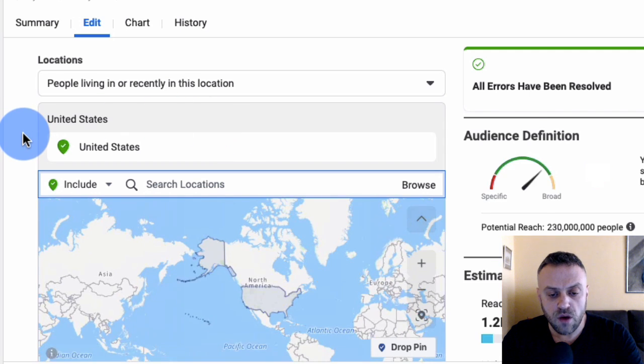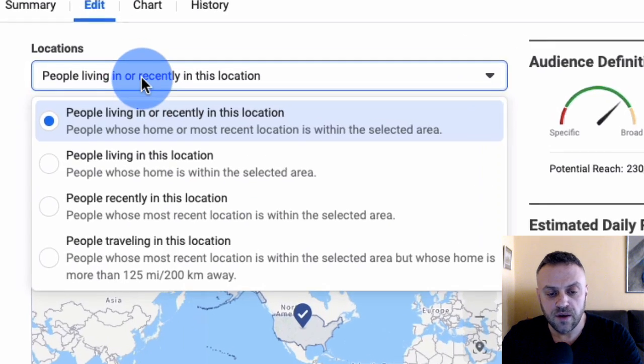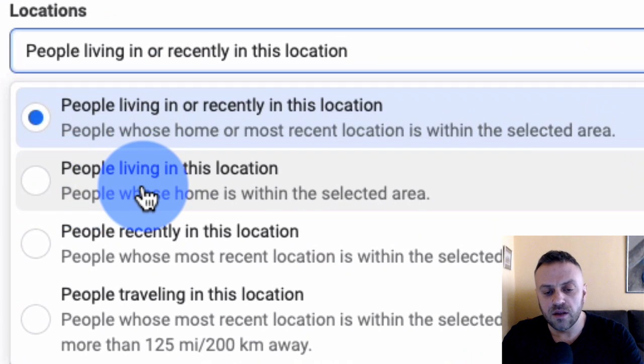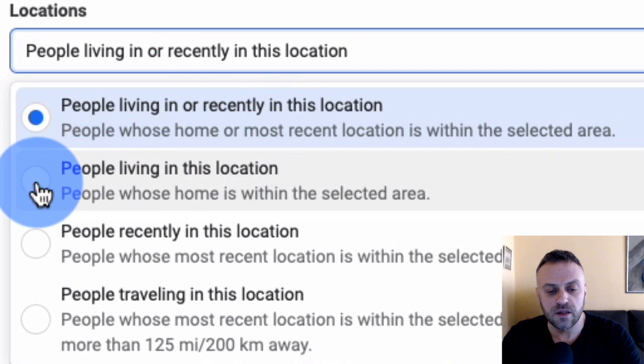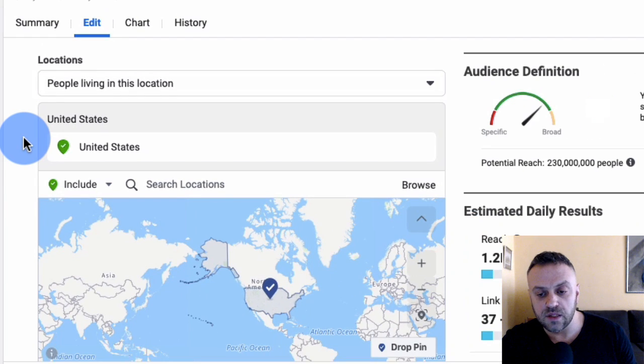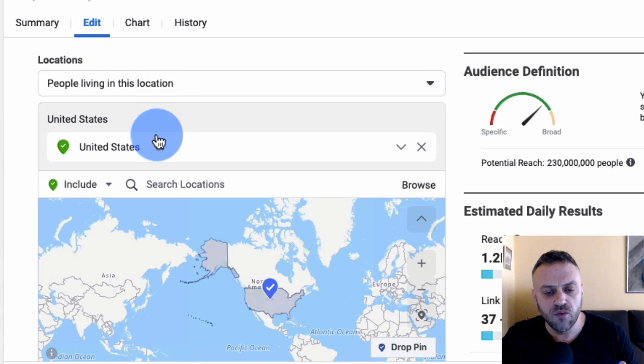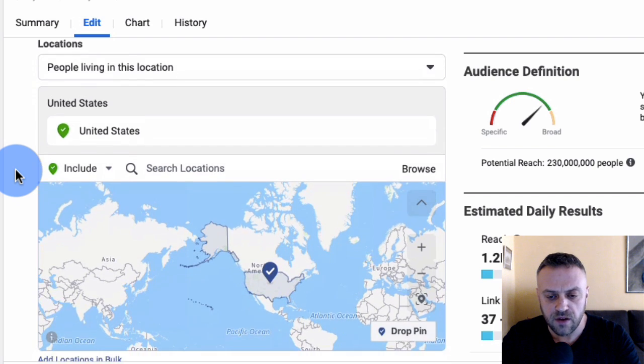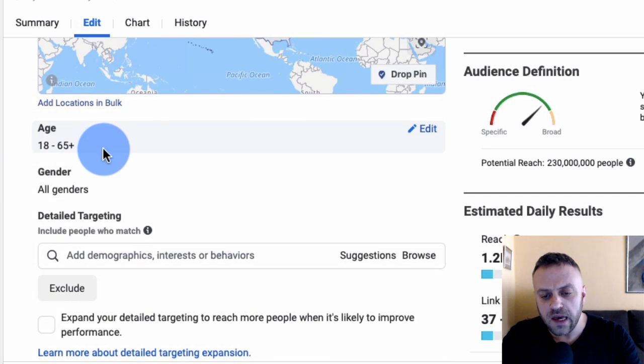And another thing I want to bring your attention to is we want to pick people living in this location. We don't care about people recently in this location, because if somebody's traveling from another country, they went to the United States and they're maybe from a low income country, then we don't want to target them. We only want to target people living in the United States. Very, very important.